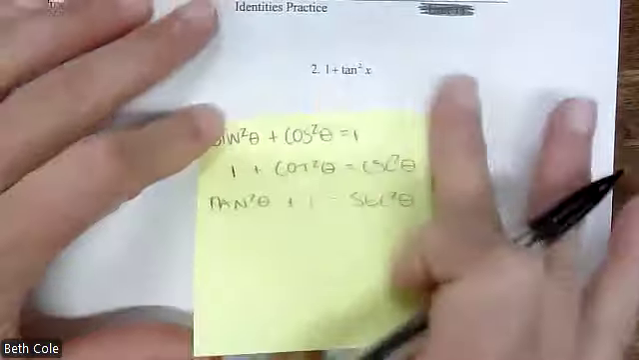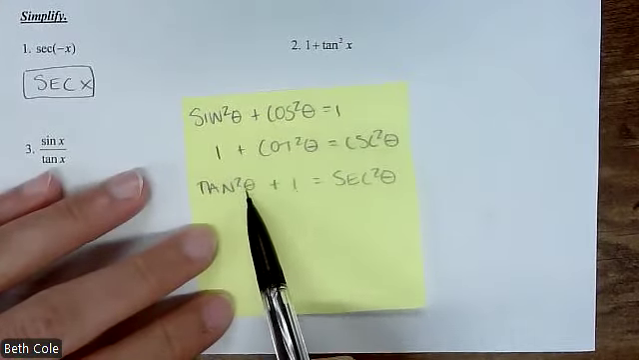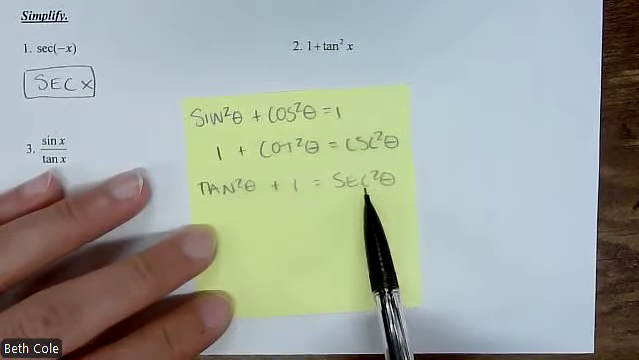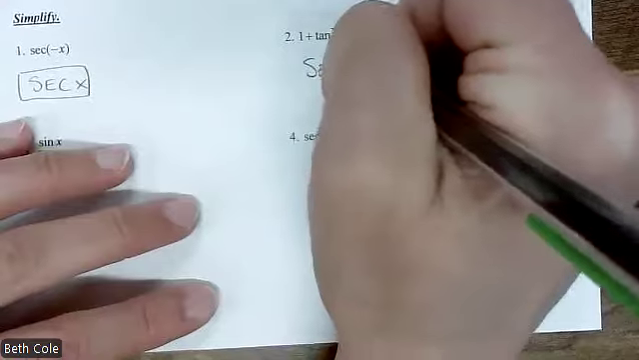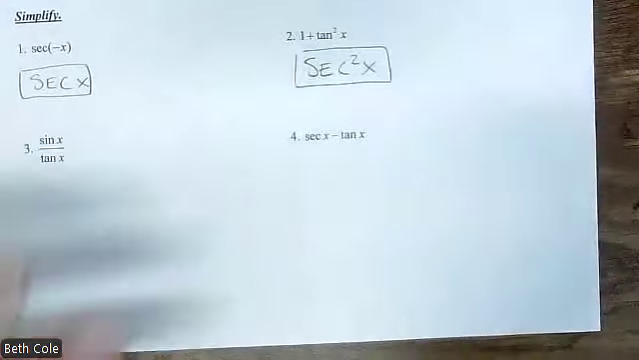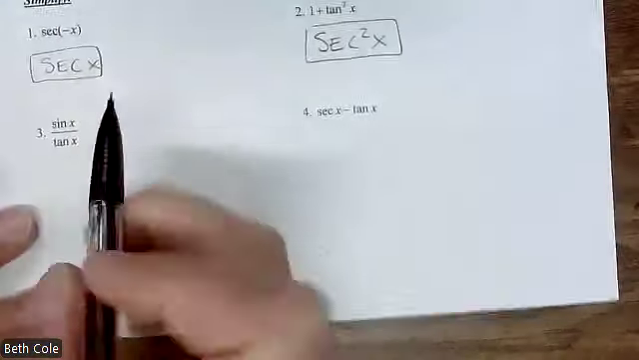Let's look at this one. 1 plus tangent squared is going to give you what? Yeah, 1 plus tangent squared is secant squared. It's just right there in the identity. So secant squared. All there is to that. And I'm just going to keep my little sticky note off to the side in case we need it again.